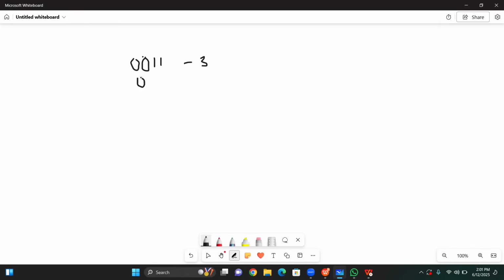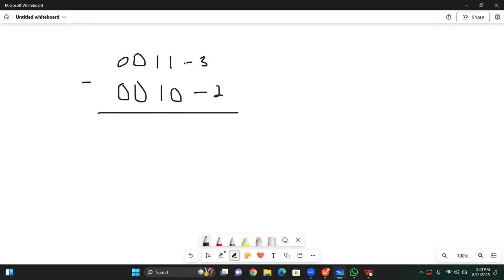Sorry, it is too close. Let me erase it. They are too close to each other. All right, so 3 is 0 0 1 1, and 2 is 0 0 1 0. So this is actually 2. So if I want to do 3 minus 2, how do we go about it?